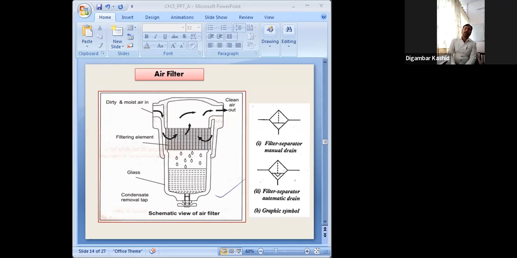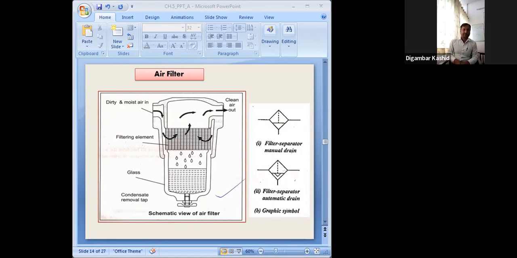But while selecting an air filter, we also have to consider some parameters, some factors. Now, which are the factors which affect the selection of the filter? First is the size of the particles to be filtered from the system, then capacity of the filter, accessibility and maintainability, life of your filter, and ability to drain the condensate. So these are some of the factors which affect the selection of the filter.